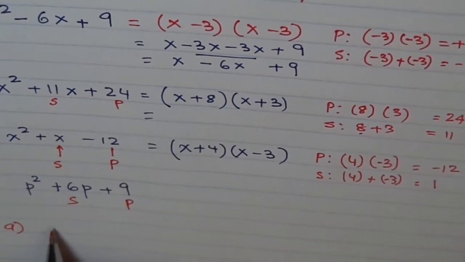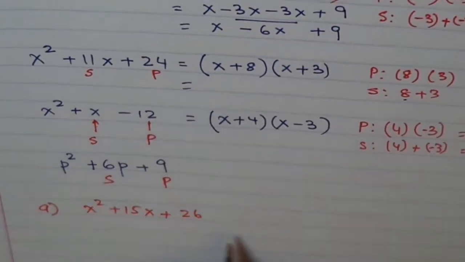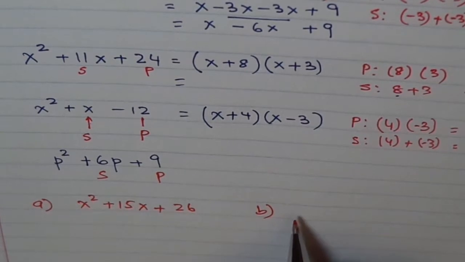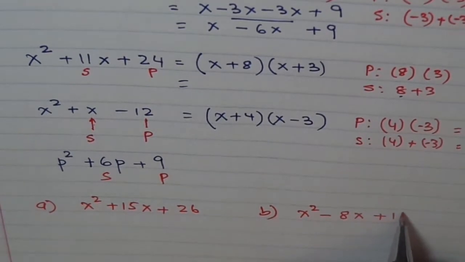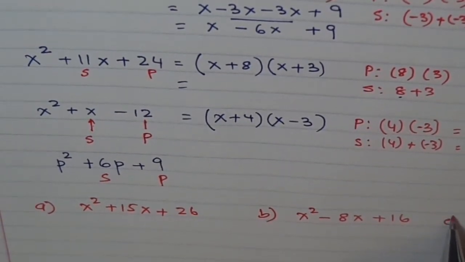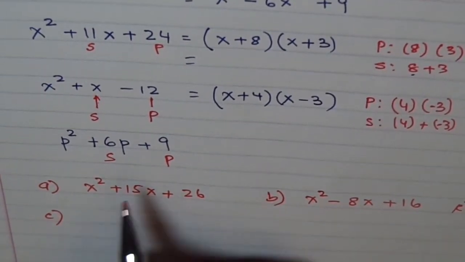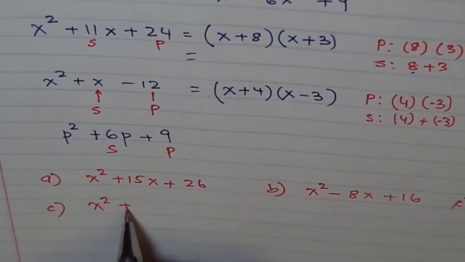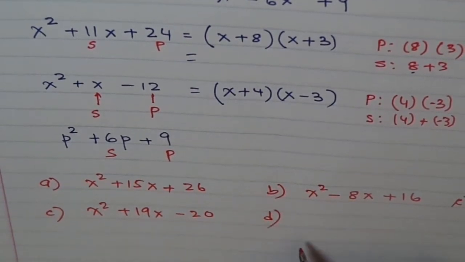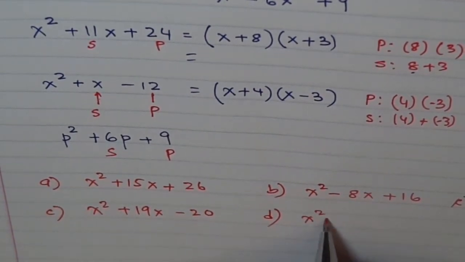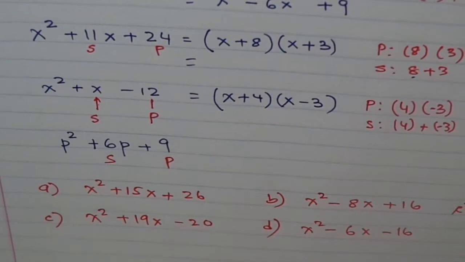Here are some problems for you. A: x squared plus 15x plus 26. B: Let's say we have x squared minus 8x plus 16. C: Well, let me write here. x squared plus 19x minus 20. And D: Let me write x squared. This time all negative terms I want to write. Minus 16. Okay? So what are you looking for?